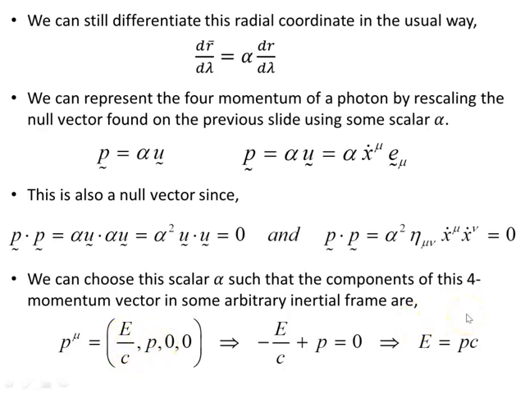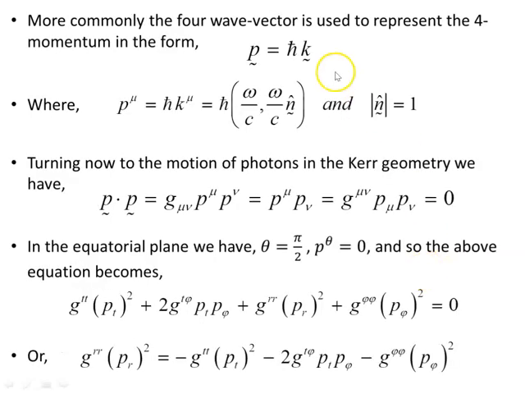So all we've done is take the four-velocity, multiply it by a scalar, and we get the four-momentum. More commonly, the four-wave vector is used to represent the four-momentum in the form P equals h bar k, the four-wave vector. And here there's a different representation. I'll take this one. The components P^mu are h bar k^mu, which is h bar times omega on c, the frequency, and then omega on c times this unit normal vector, the unit vector perpendicular to the wavefront itself, where the magnitude of this unit vector is, of course, 1.